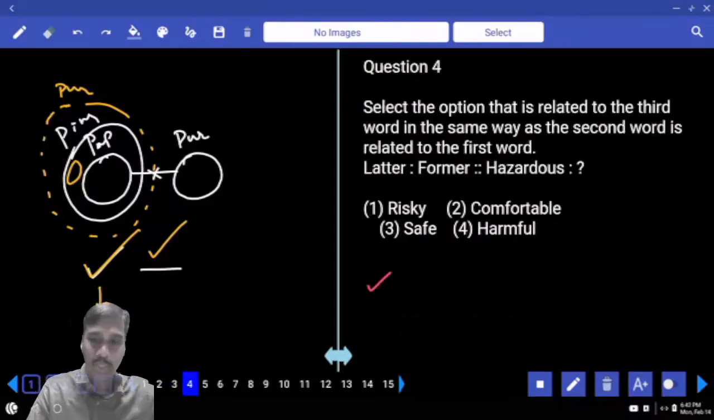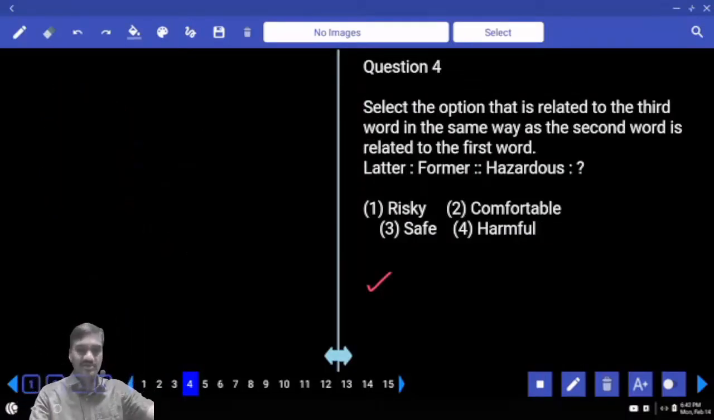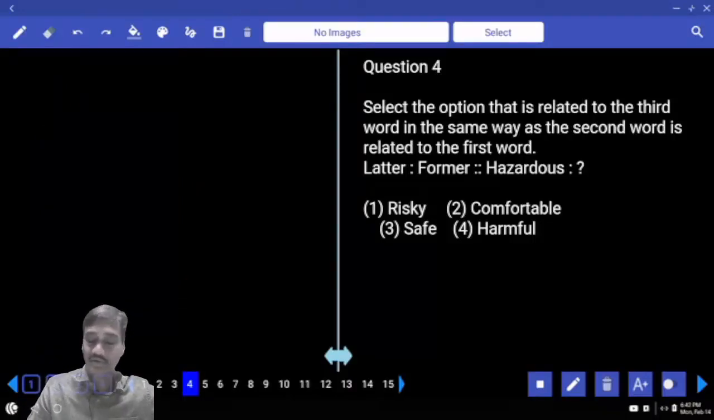Question number 4. Now in this question number 4, the relation between these two, latter and former. What is the relation between these two? They are opposite to each other. And similarly hazardous and safe. And these two are opposite to each other, antonyms.